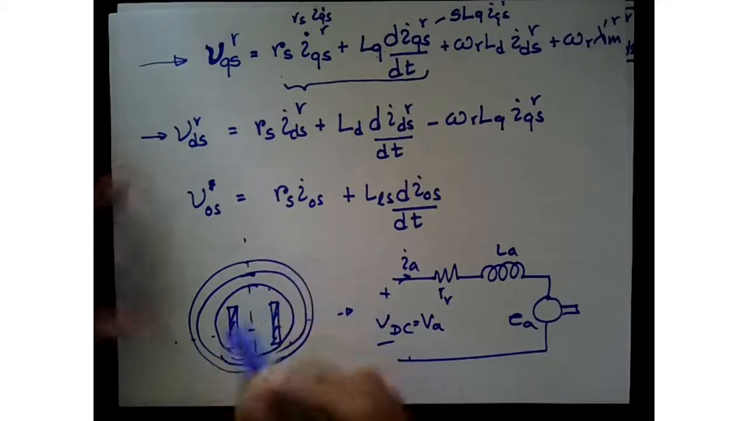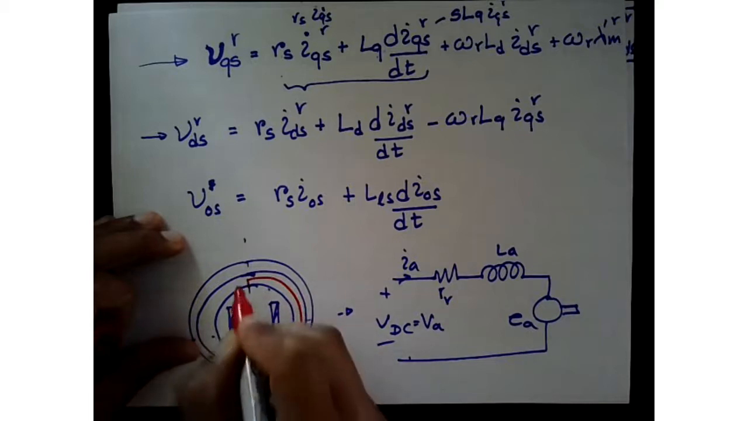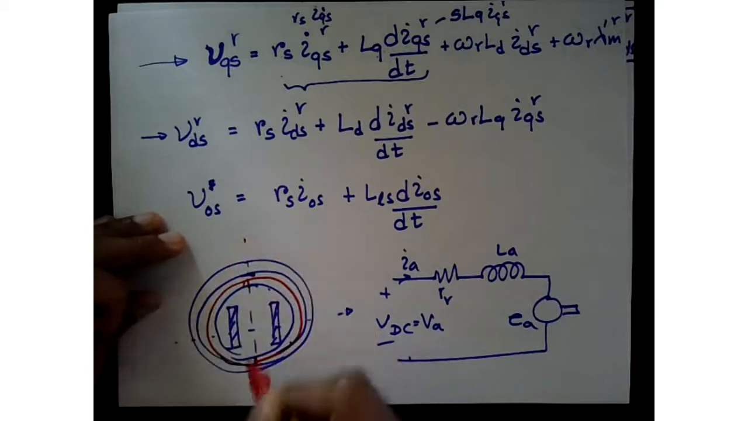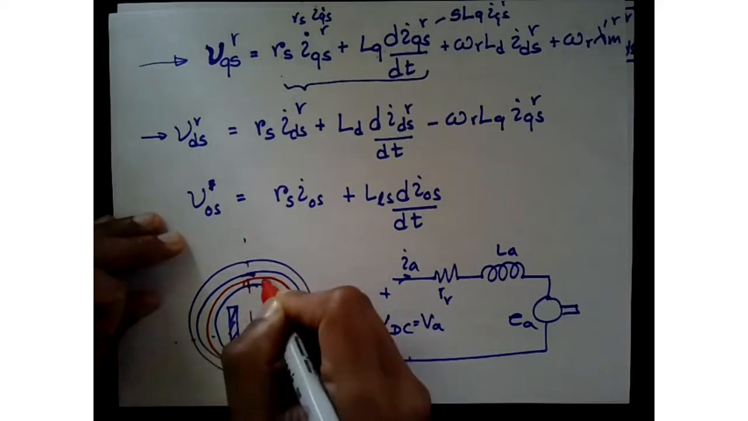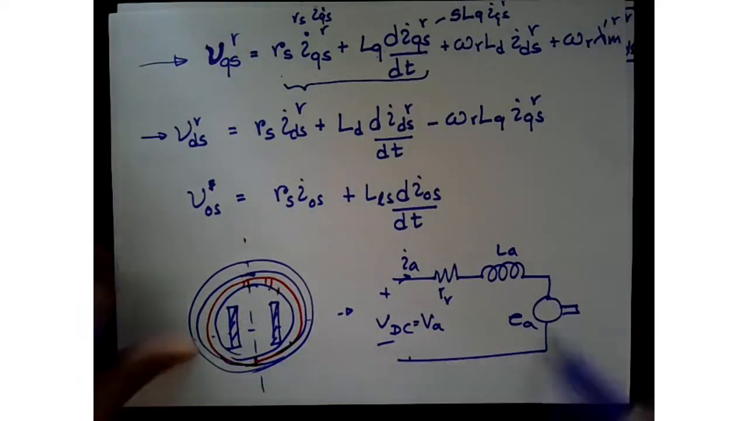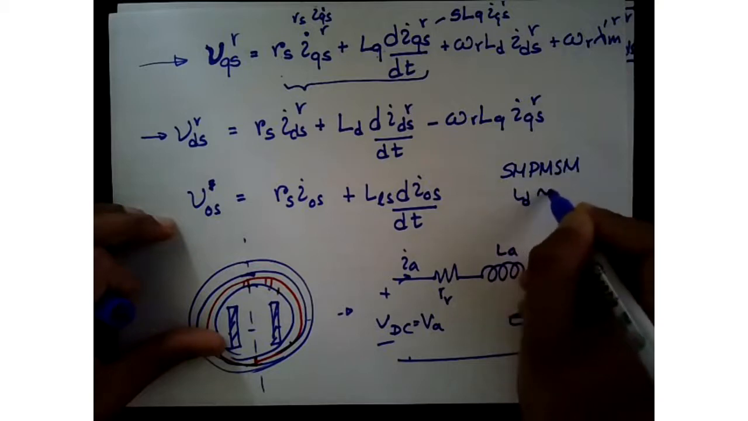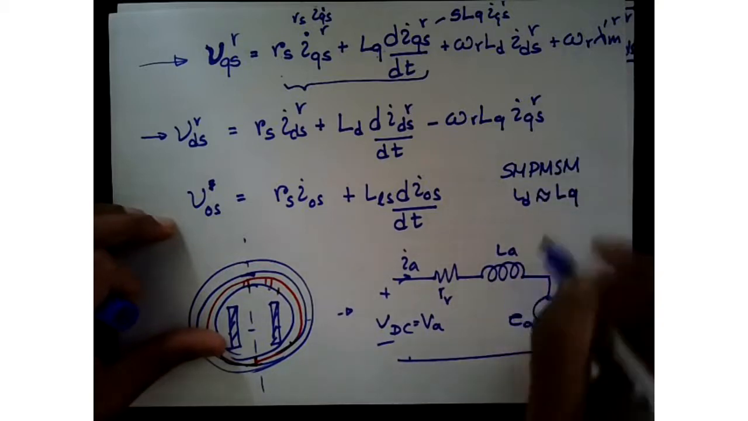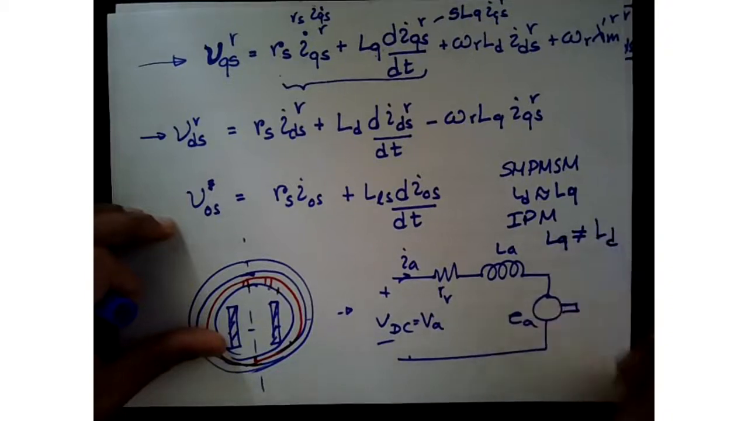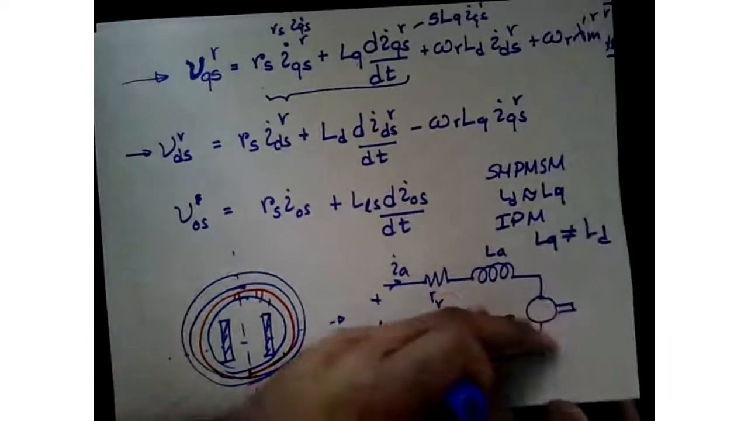And if you have surface mounted permanent magnets, which is like this, right? So you're going to see a north and a south like that. So that means regardless of which axis you consider, you are still going to see the magnet material for that surface mount. Therefore, your LQ and LD will be almost equal, okay? For surface mount PMSM, your LD is almost equal to LQ. For IPM, interior permanent magnet, LQ is not equal to LD. Okay, we just talked about that. So that's a very important piece of information to keep in mind.